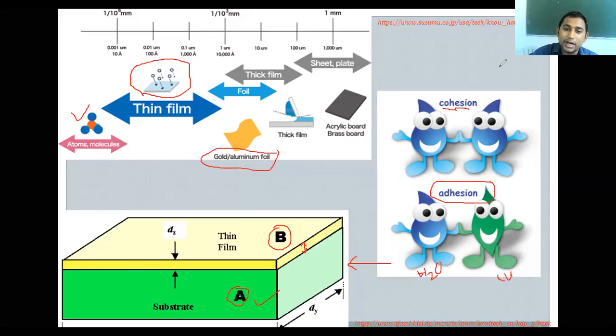So this is your substrate. A is your substrate and B is your deposited material. Look here, this is your film. Simultaneously, these are the atoms, or molecules, or ions which are deposited onto the substrate, which we have already discussed in our previous lecture.